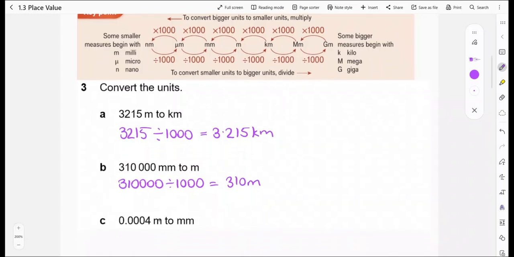Final one is to convert from metres to millimetres. I have 0.0004, and we want to convert that to millimetres. So I'm at metres, and I want to go to millimetres, which means this time I am multiplying by 1,000. So either shift your numbers to the left or decimal place to the right. We're going to be left with 0.4 millimetres.